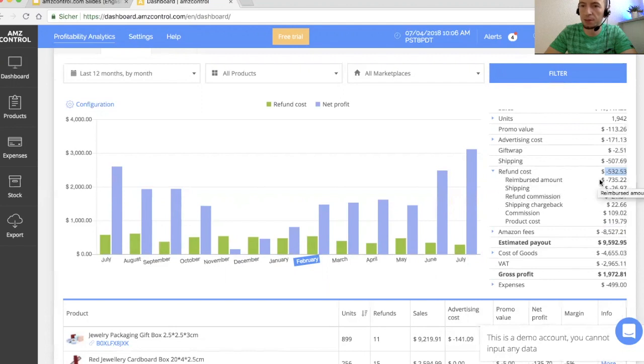So this is the amount of money that Amazon immediately reimbursed to the customers. And this is the amount of shipping that was reimbursed. So basically, they reimbursed the product, and they gave the shipping back to the customer. So shipping and shipping chargeback always have roughly the same order of magnitude, and they are slightly different because of the shift in the period when a purchase was made and the refund was initiated.